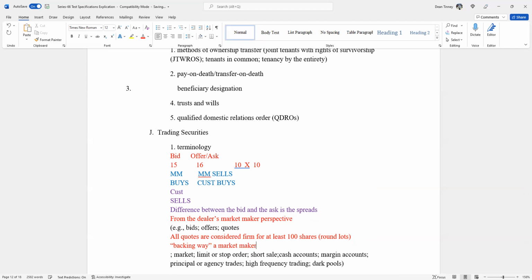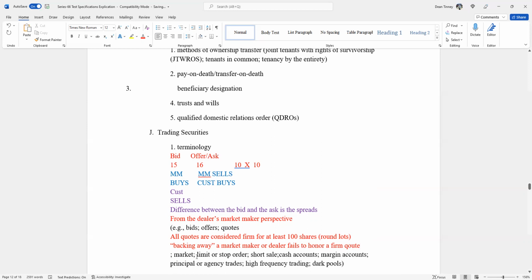A market maker or dealer, for our purposes, those are synonymous terms. In stocks, we call them market makers, and in bonds, we call them dealers, but it's the same general idea. Anyway, backing away is when a market maker or dealer fails to honor a firm quote.